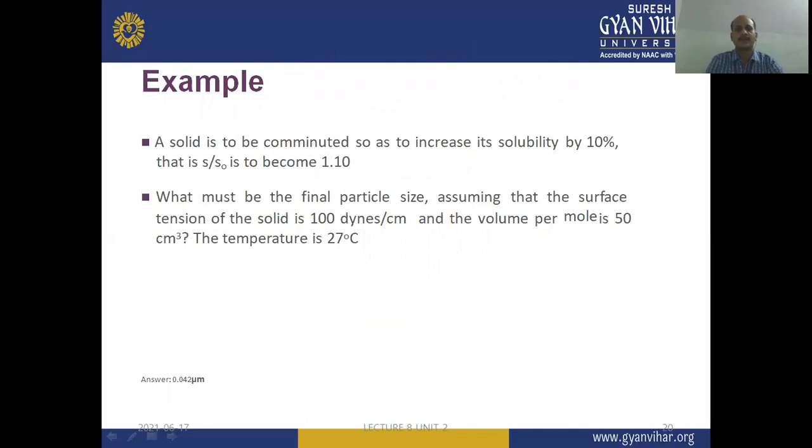Example is given here. The solid is to be comminuted. Comminuted means the particle size is reduced so as to increase its solubility by 10%. That is, S by S0 is to become 1.10. So what must be the final particle size, assuming that the surface tension of the solid is 100 dynes per centimeter and the volume per mole is 50 centimeter cube. The temperature is given as 27 degrees centigrade. So by going through the equation as we discussed, we can find out the final particle size in terms of micrometer. So it also shows the effect of particle size on the solubility.